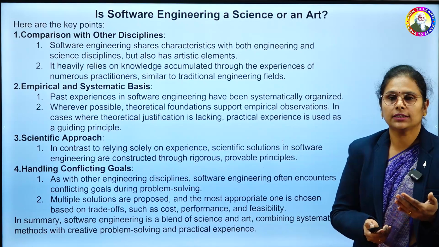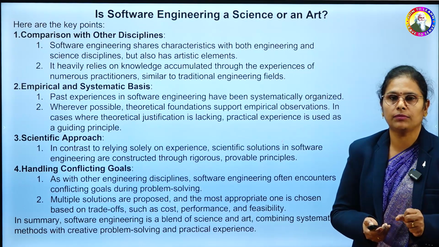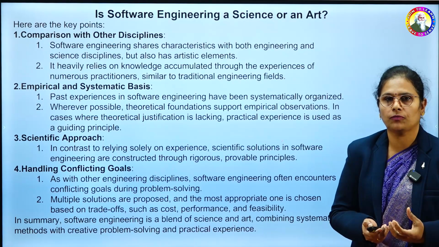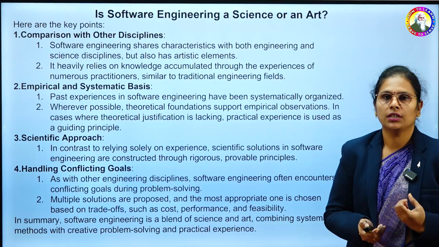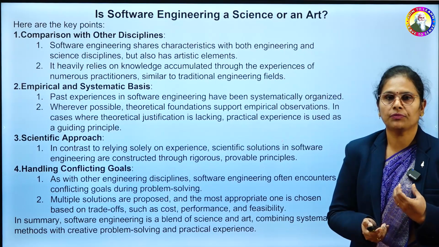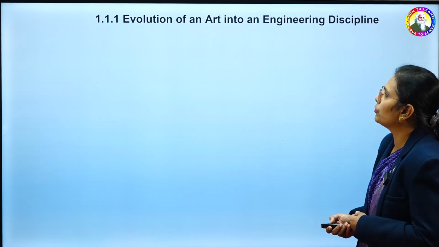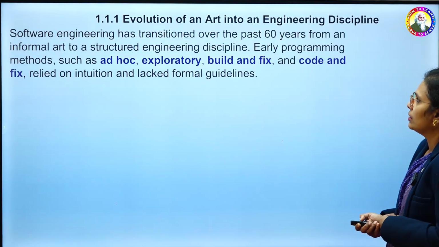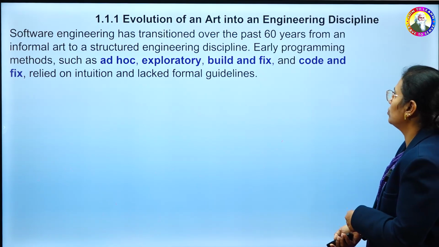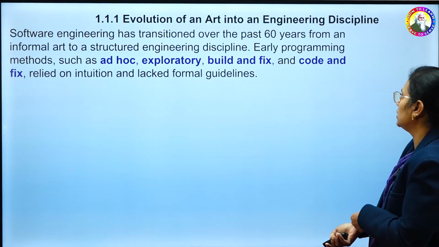The next thing is, if it is science and art, then you just blend both, and it will develop a software engineering principle. Now, in order to blend it into a software engineering principle, we need to follow three categories. The first is 1.1.1, the evolution of an art into an engineering discipline. Software engineering has transitioned over the past 60 years from an informal art to a structured engineering discipline.